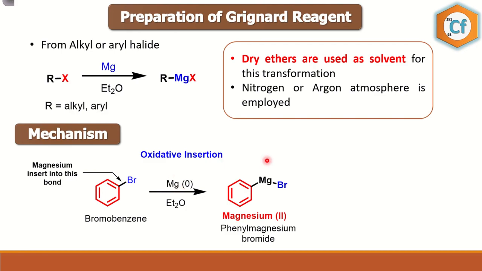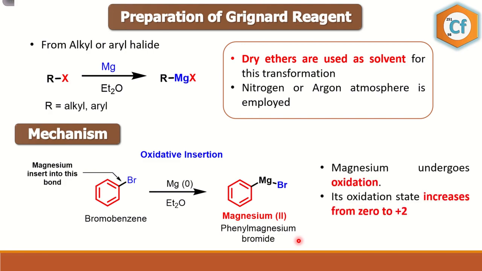In this case, it gets oxidized. Here magnesium is donating its electrons, one electron to the bromine and one electron to the carbon. Therefore, magnesium attains a +2 oxidation state here, and this is an oxidation reaction. Now, the magnesium gets inserted into this carbon-bromine bond. So magnesium inserts into this bond, therefore it is considered an oxidative insertion reaction. And from bromobenzene, we are able to prepare phenyl magnesium bromide.